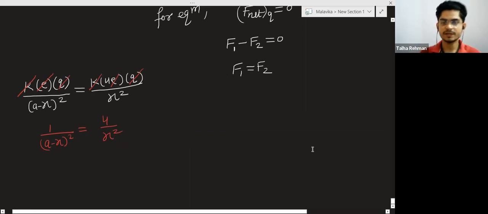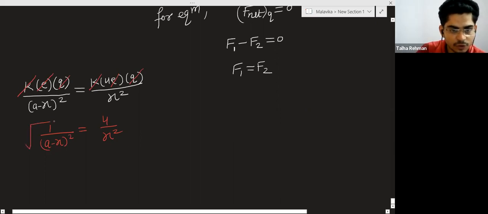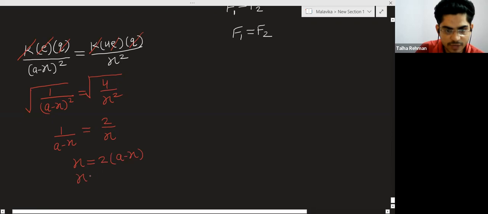Can I take the square root on both sides? In mathematics we do these things. If you take the square root of this, what will I get? 1 divided by a minus x, and here I will get 2 divided by x. Now we can solve this equation. We will cross multiply. This will be x, and this will be 2 times (a minus x). So x equals 2a minus 2x, and we have to calculate the value of x.